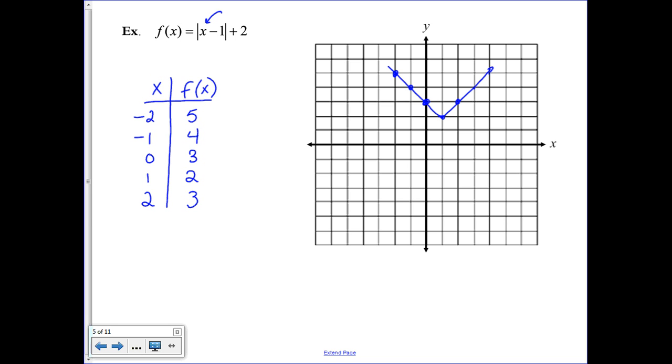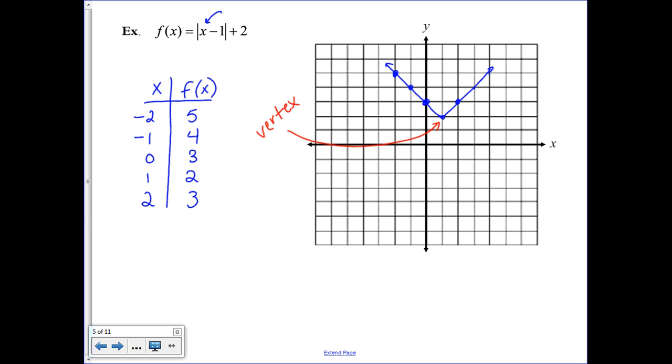So as you can see, it's the same as the parent function with 2 big changes. The vertex, the center of the V, let's label that now because this word is going to come up again and again. It's pretty important. Vertex. The vertex of the V has shifted to the right 1 and up 2 from where it used to be. So it used to be located at 0, 0.